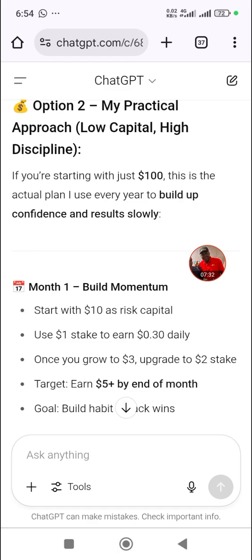You get to understand how the journey is. It's very simple. It's very slow, not stressful. Your mind is going to be at rest. You're just doing 1, 2, or 3 trades. That's all. You are not stressing yourself. It helps you build confidence and results slowly. It's not fast. Then it also gives you discipline and confidence that what you are doing is working.